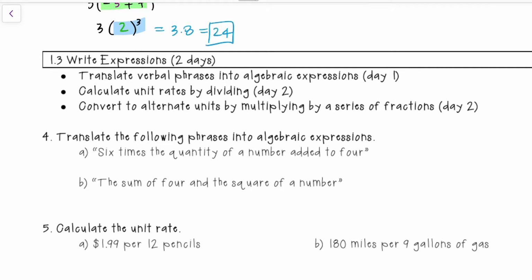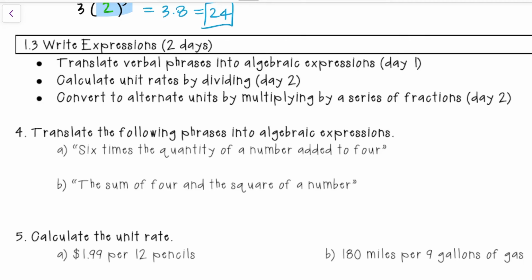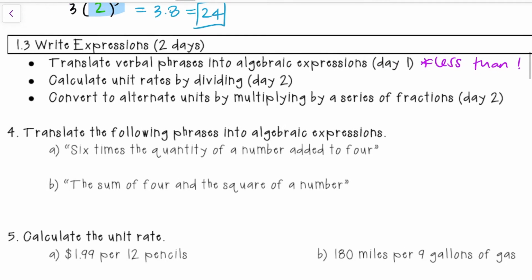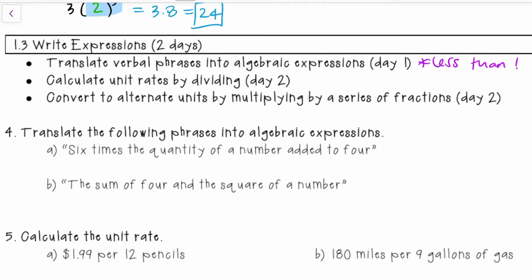So from day 1, we talked about translating verbal phrases into algebraic expressions. Remember, with those, we were trying to think about some of our keywords. If you see the word product, that means multiplication. If you see the word sum, that means addition. And remember that when you see the word less than, you have to write in backwards order. Other than that, you're going to go in the order that the words are written. And I guess that was it for day 1.